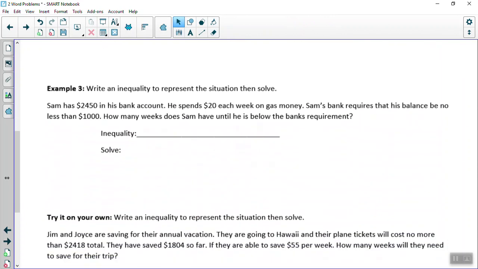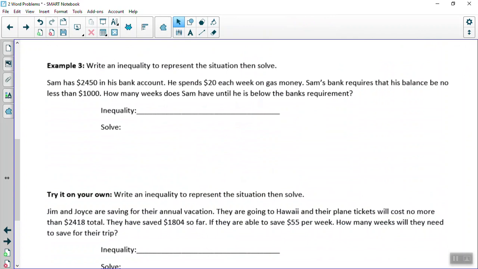Okay, let's try example 3, and then you'll do the last one on your own. Sam has $2,450 in his bank account. He spends $20 each week on gas money. Sam's bank requires that his balance be no less than $1,000. How many weeks does Sam have until he's below the bank's requirements?